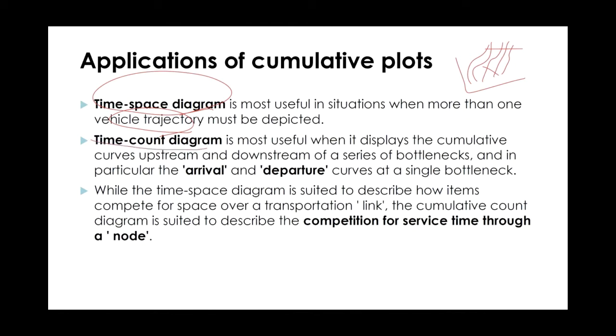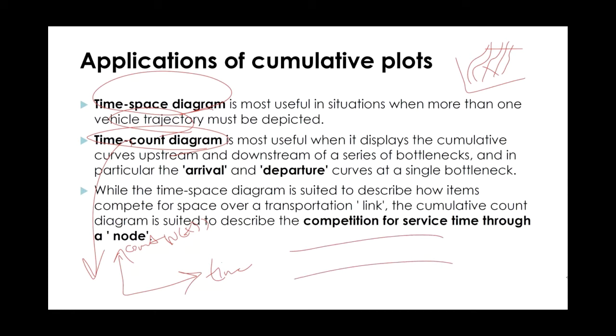Time count diagrams are equivalent to this cumulative plot that we're talking about, because this is time and this is count, right? Or that cumulative plot n(t). So it's a cumulative count. This cumulative plot or time count diagram is most useful when it displays the cumulative curves upstream and downstream of a bottleneck. Imagine I have a bottleneck here. My bottleneck could be either a lane drop on the freeway, or a traffic signal, right?